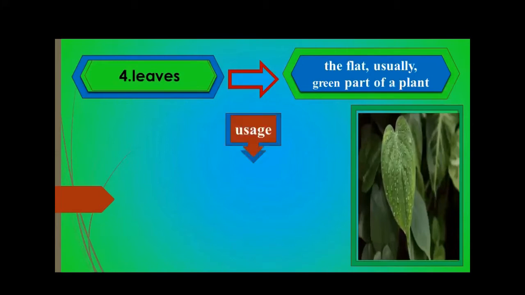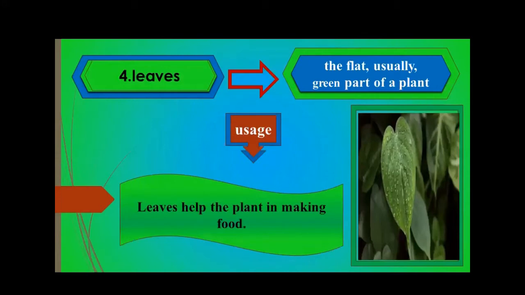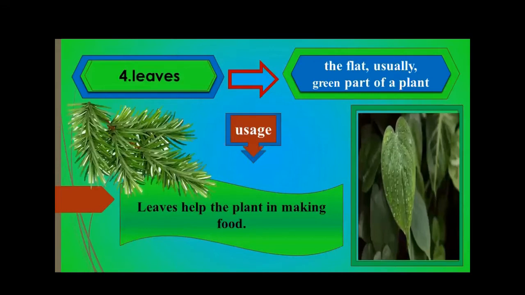Now how to use this in a sentence, children? Leaves help the plant in making food. In the lesson, The Little Fir Tree, we learned that the leaves of the fir tree are not flat. They are green but needle-like.